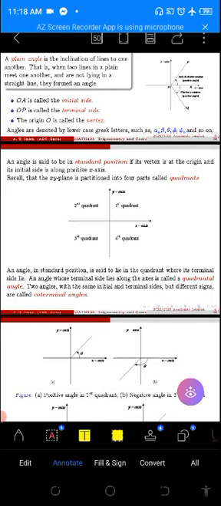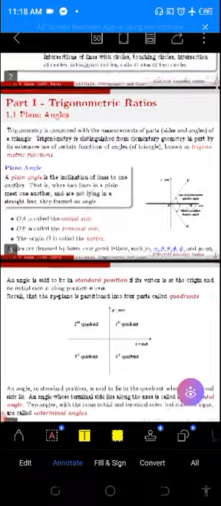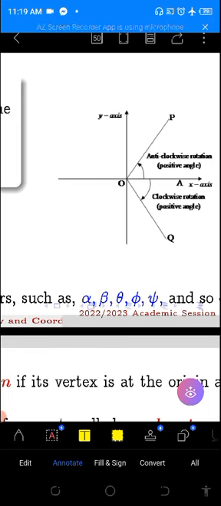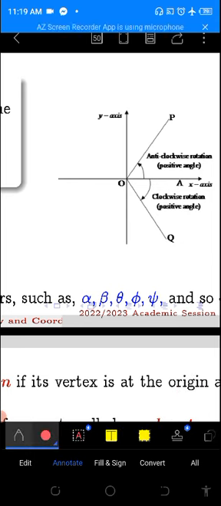So angles are usually denoted in Greek letters, usually the lowercase letters, like alpha, beta, theta, psi, phi, and so on. An angle is said to be in its standard position if its vertex is at the origin and its initial side is along the positive x-axis. So like the angle here, the angle here, the angle here is in standard position.